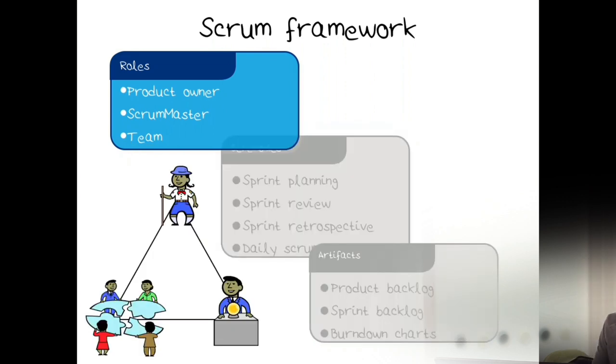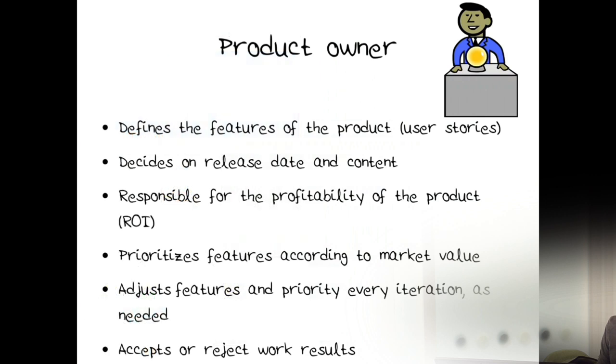So, first, the roles. The product owner defines the features of the product, expressed as user stories. Any familiarity with user stories? Some? Okay, good. They decide on release date and content in the release. They're responsible for the profitability of the product. They prioritize based on market value, and they adjust and prioritize the product backlog before every iteration.